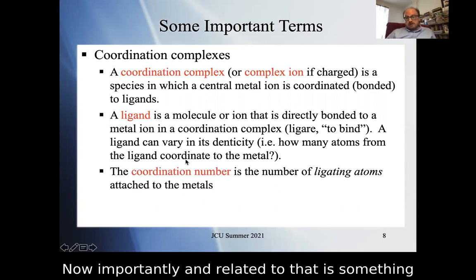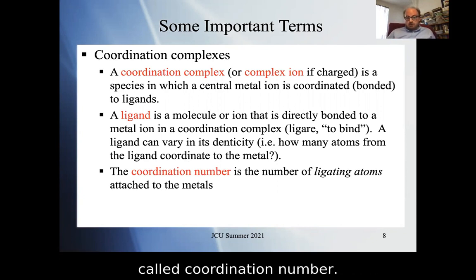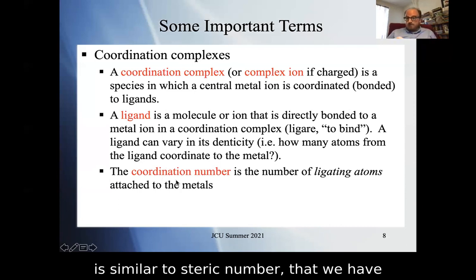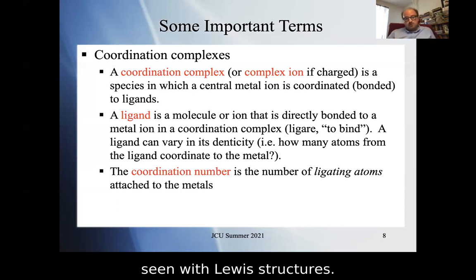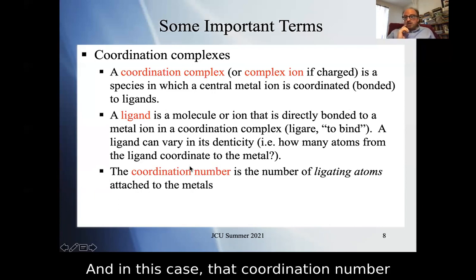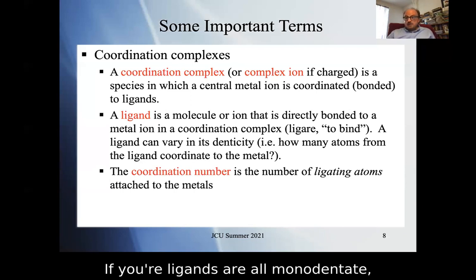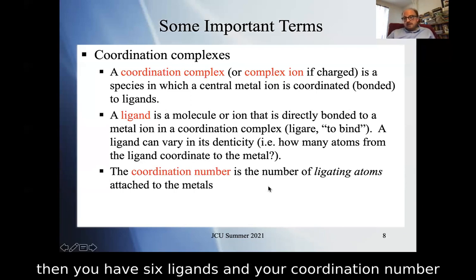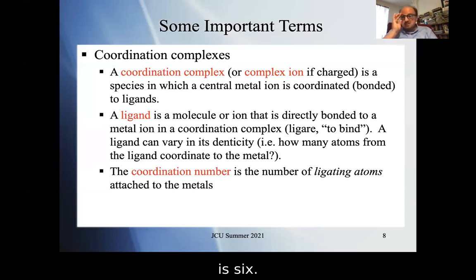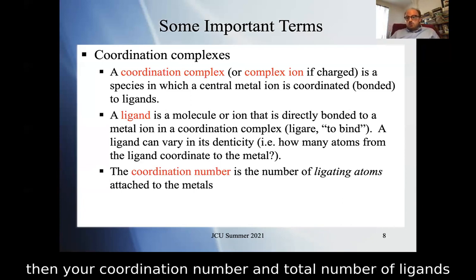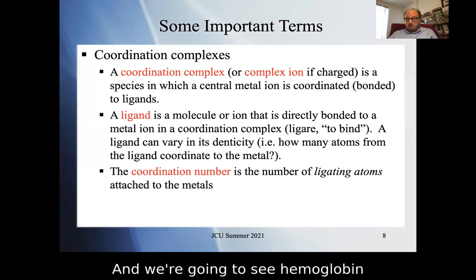All right, now importantly, and related to that, is something called coordination number. And in a way, coordination number is similar to steric number that we have seen with Lewis structures. In this case, the coordination number is the number of ligating atoms. If your ligands are all monodentate, then you have 6 ligands and your coordination number is 6. But if some of your ligands are multidentate, then your coordination number and total number of ligands is not the same. We're going to see hemoglobin is an example of that, which we'll get into on the next slide.